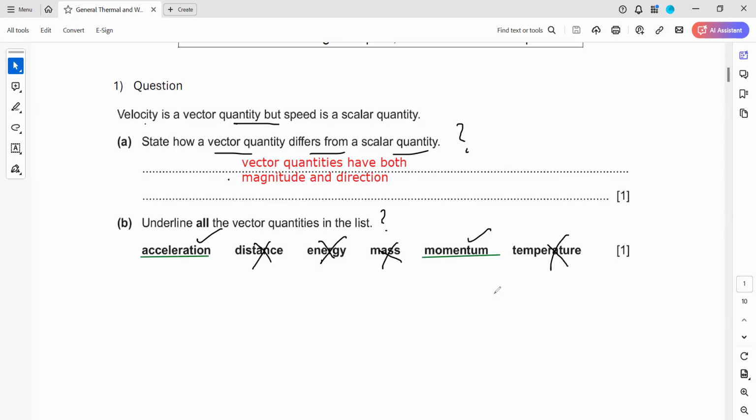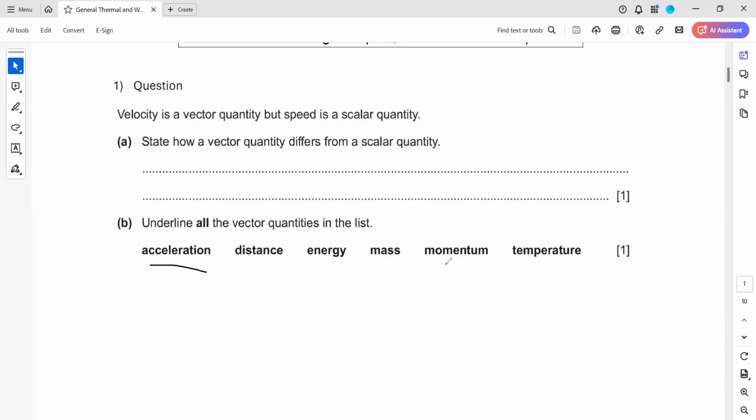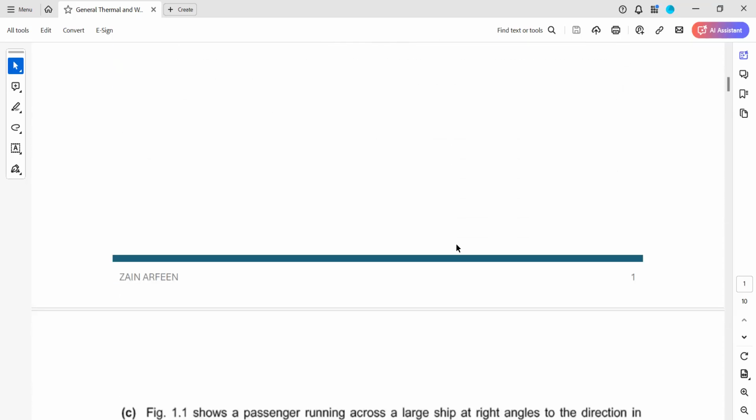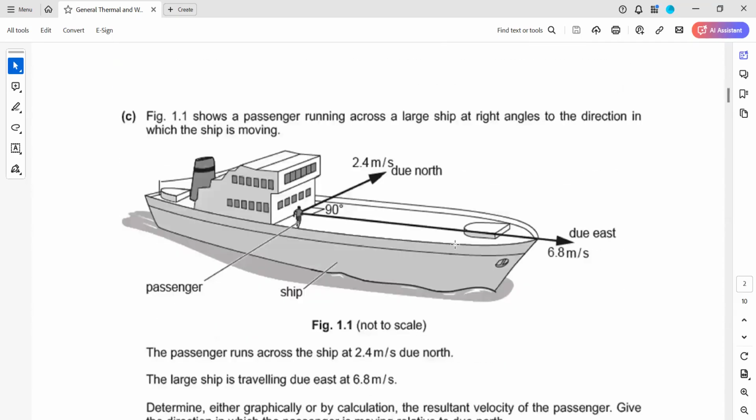Look, this question is of 1 mark. For example, if a student underlines acceleration, momentum, and for example temperature, you will lose the mark because you have to select only the vector quantity. So if you selected any scalar in your option, you will lose it, because in IGCSE there are no half marks, either you score or there is a 0.